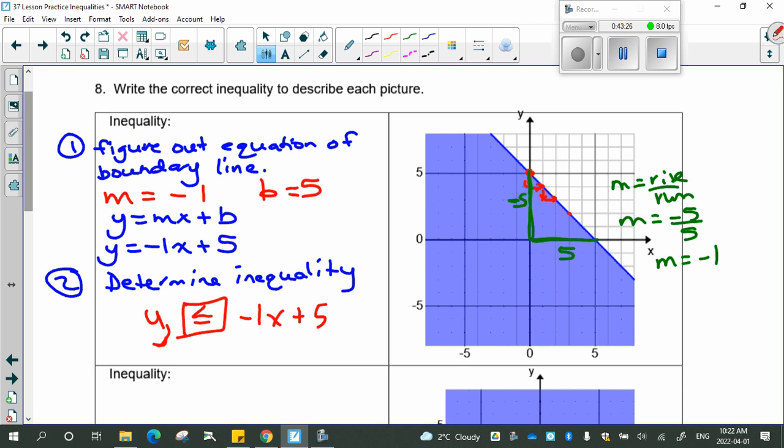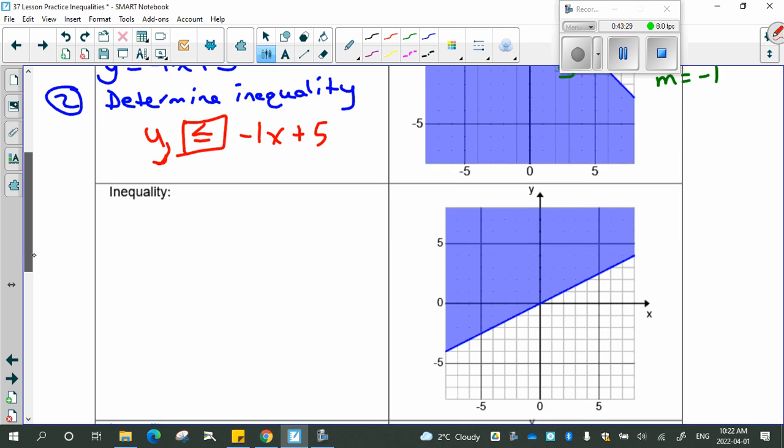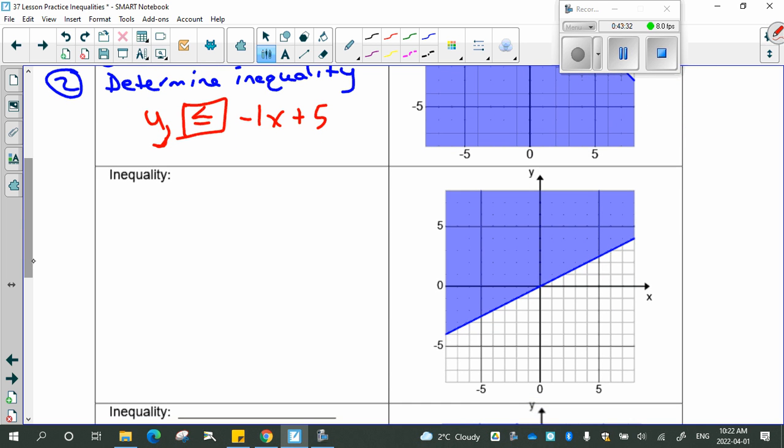Okay, so same thing for this one. Here's our picture. So step 1 is to get the equation of the boundary line, and step 2 is to get the correct inequality. To get the equation of the boundary line, you always need to figure out what the slope number is and what the y-intercept is. So for the y-intercept, you go along your y-axis till you get to the point on the boundary line. Does everyone see it's at 0 on the y-axis? The boundary line crosses the y-axis at 0.